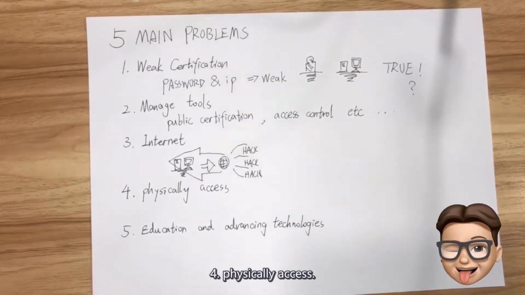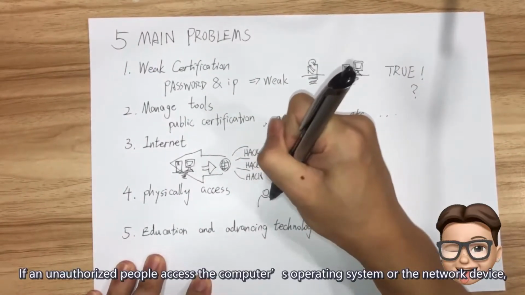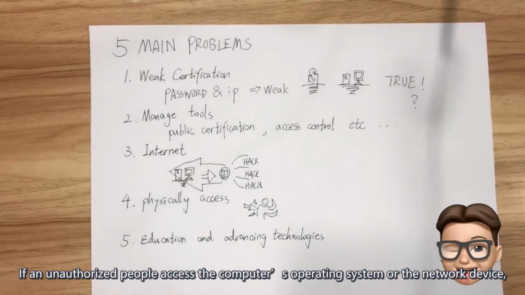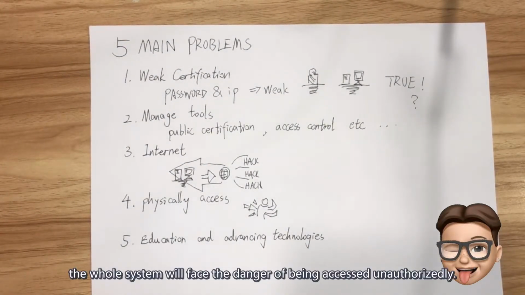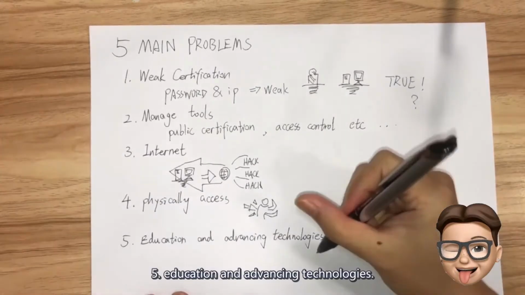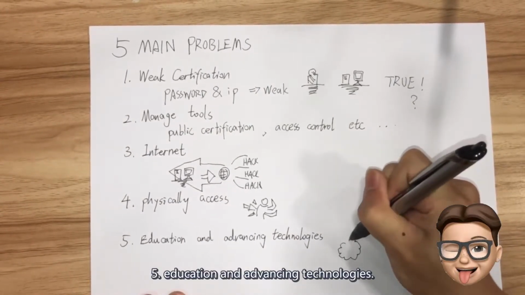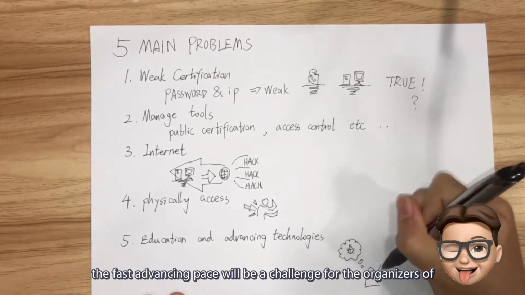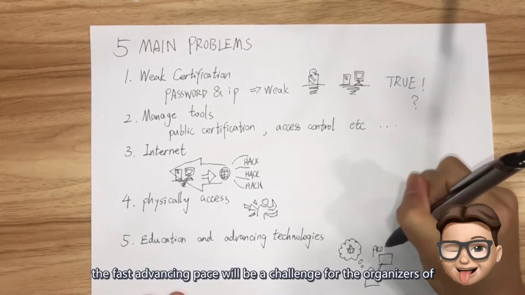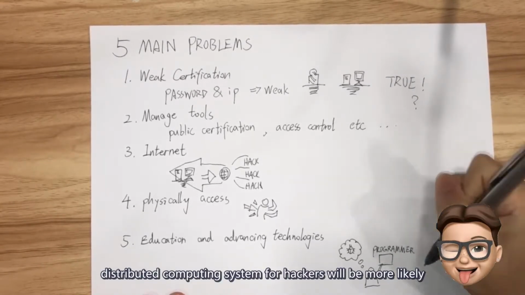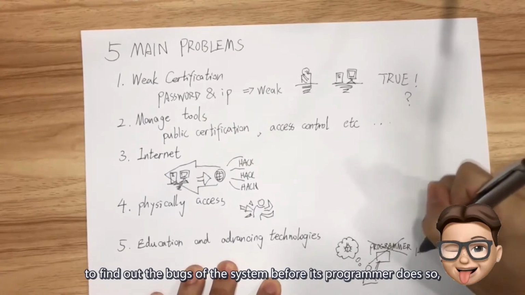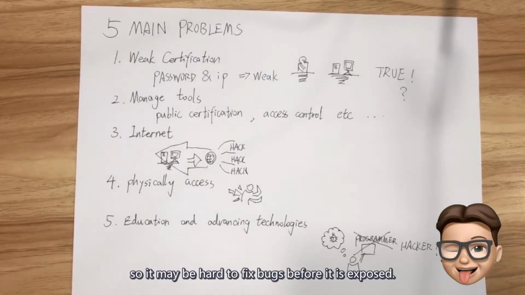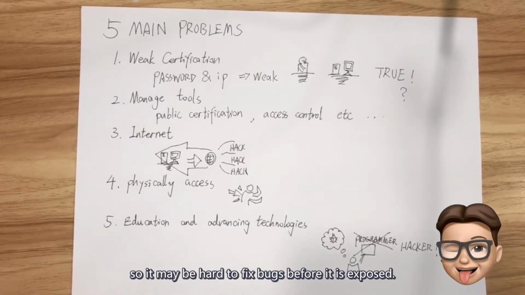Problem 4: physical access. If unauthorized people access the computer's operating system or the network device, the whole system will face the danger of being accessed without authorization. Problem 5: education and advancing technologies. With computing technologies melting into society, the fast advancing pace will be a challenge for the organizers of distributed computing systems. Hackers will be more likely to find the bugs of the system before its programmers do, so it may be hard to fix the bugs before they are exposed.